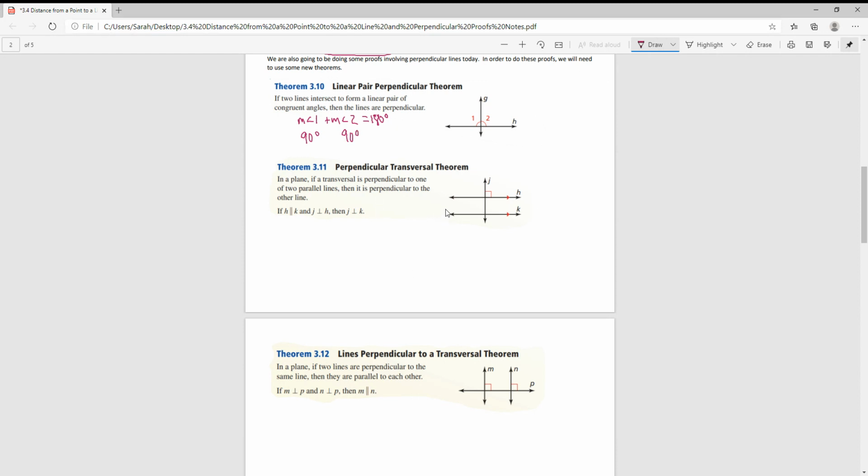The next one, the perpendicular transversal theorem, says if you have a transversal, which is J in this picture, that is perpendicular to one parallel line, then it's perpendicular to the other line that's parallel to that line. So you can think about this a few different ways, but what I like to think about here is we can call this angle 1 and this angle 2. Angle 1 and angle 2, since we have 2 parallel lines with the transversal, would be corresponding angles. Corresponding angles are congruent if the lines are parallel, which they are, which means that angle 2 also has to be a right angle. Since angle 2 is a right angle, that means J is perpendicular to K.